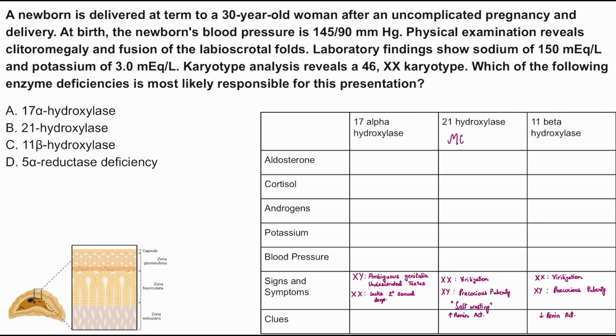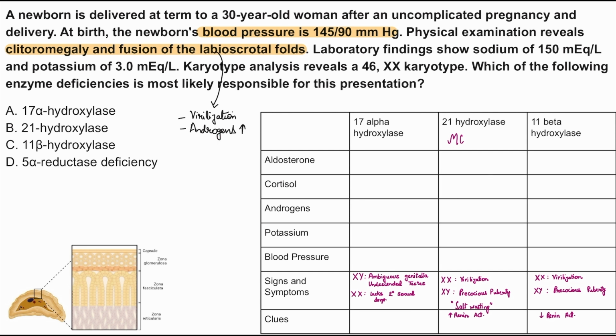Now, the questions are often like this, where a newborn is born to a 30-year-old woman, and we can notice that the blood pressure is very high. Infant's blood pressure is 145 over 90. Then there is clitoromegaly and fusion of the labioscrotal folds. So this we can see is virilization. And what will be the hormone responsible for virilization? It will be androgens like testosterone. So we know that androgens are elevated for this patient.